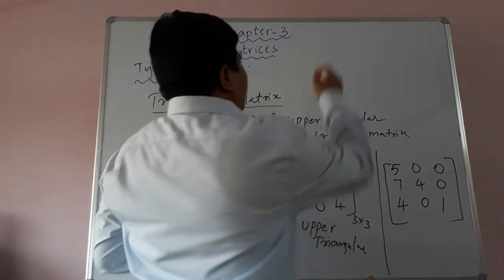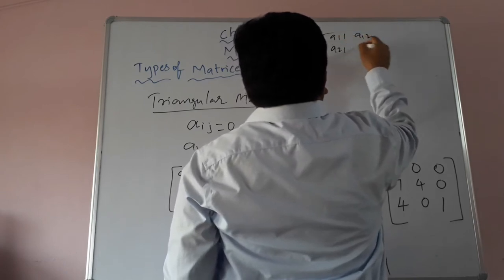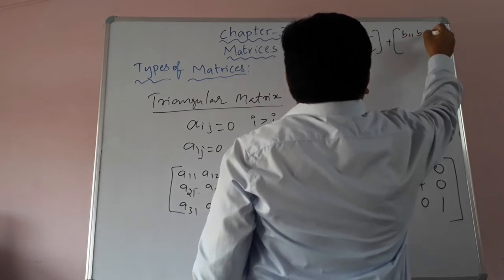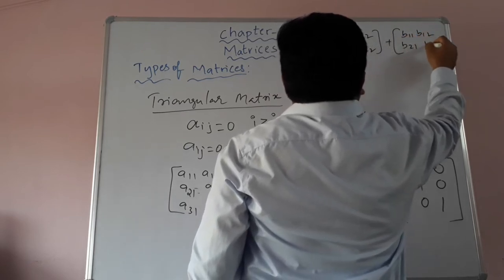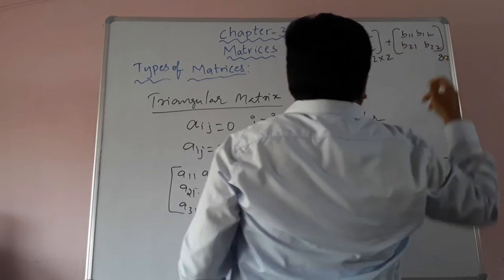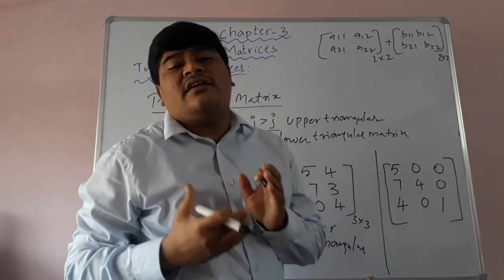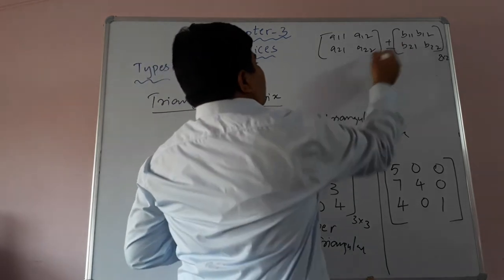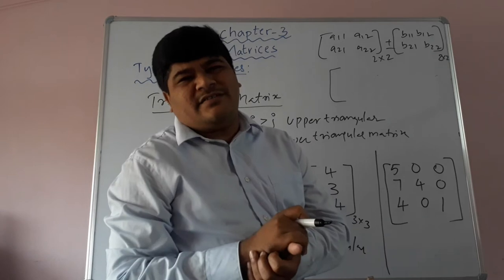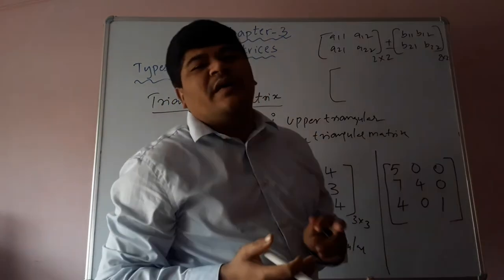Suppose I give you one example. A11, A12, A21, A22. This is one matrix, children, a 2 by 2 matrix. And B11, B12, B21, B22. So 2 by 2 matrices, children. When orders are equal, only then can we add them or take the difference. When we are adding or taking the difference of matrices, we take the sum or difference of the corresponding elements, children.